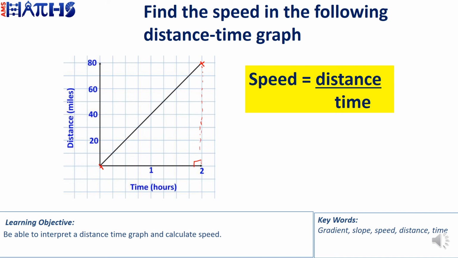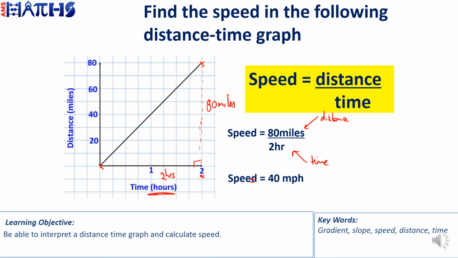And so I need the height of my triangle coming from 0 to 80, so it's 80 miles. And then for the base of the right angle triangle, it is 2 hours. So for the speed, we do the distance, which is the height of our right angled triangle, and the time was 2 hours. So when we divide them, we get 40 miles per hour for the speed. And that's how fast the object is moving.